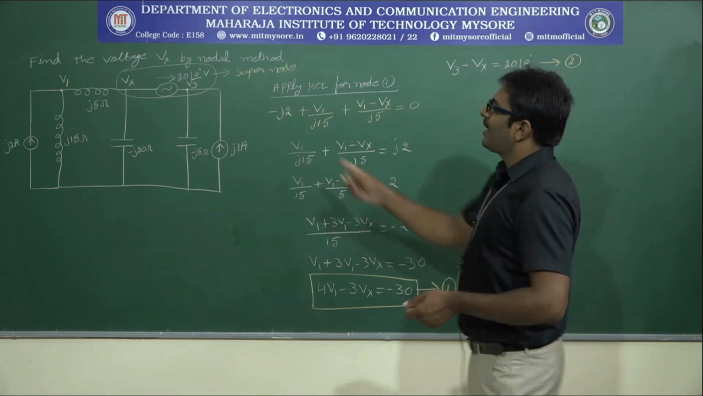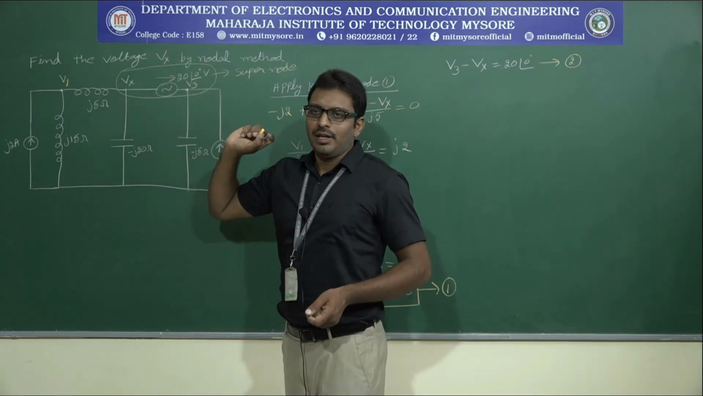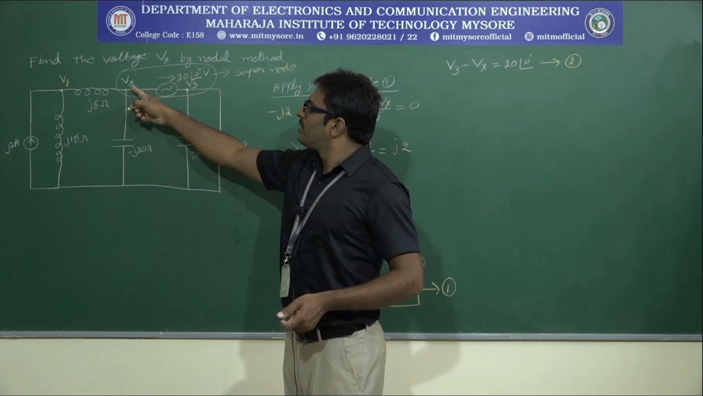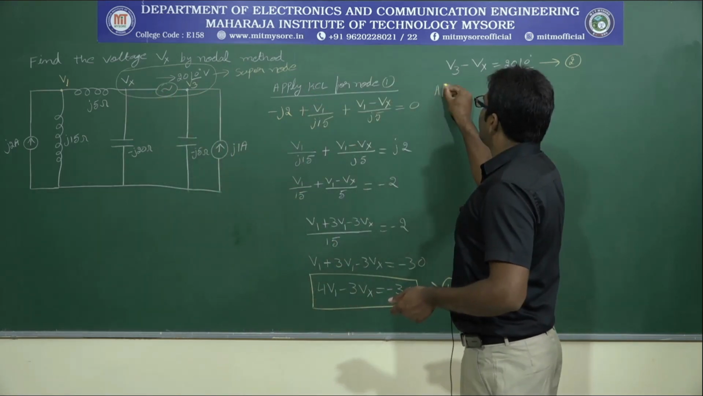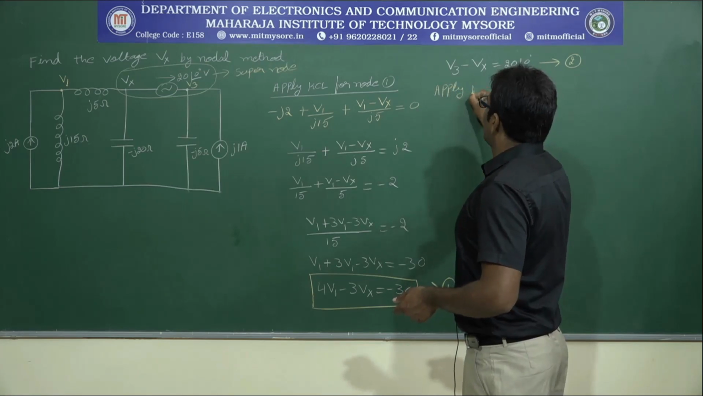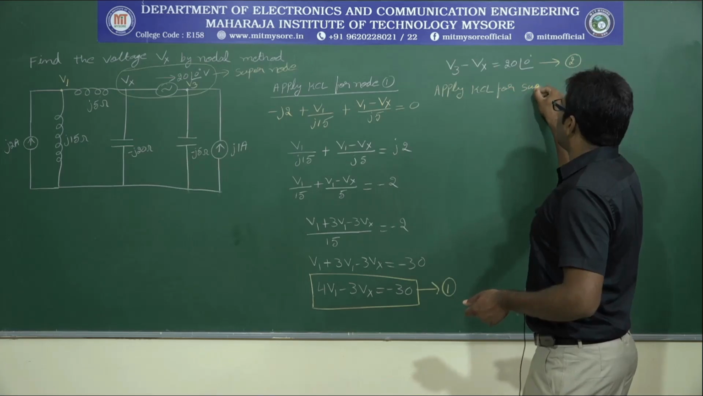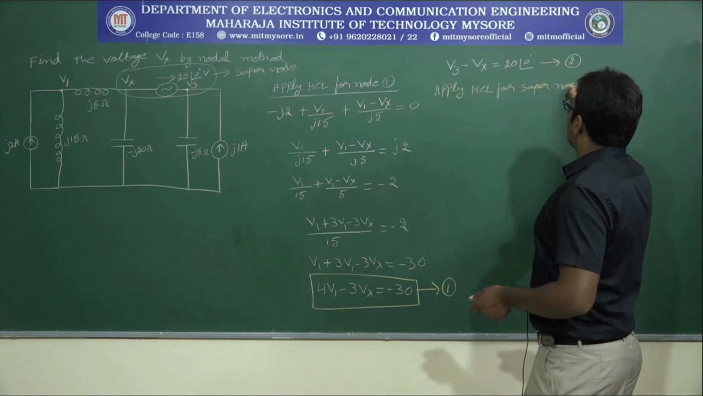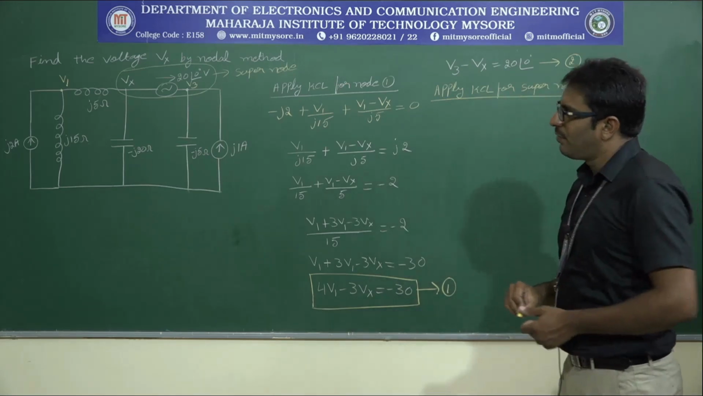Next, apply KCL for this super node. This super node is made up of two nodes. One is Vx, the other one is V3. Apply KCL for the super node.